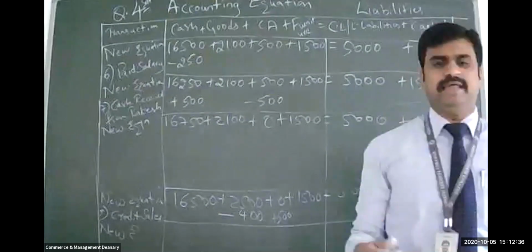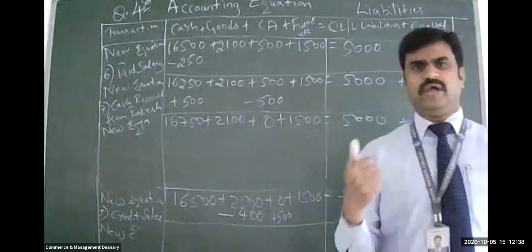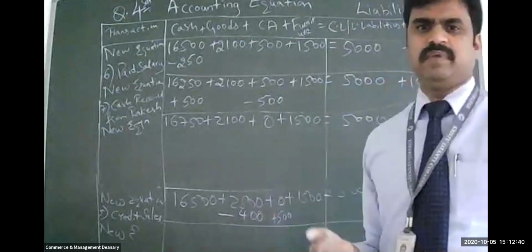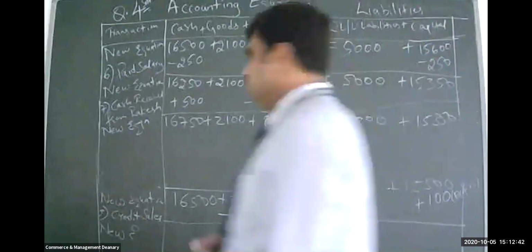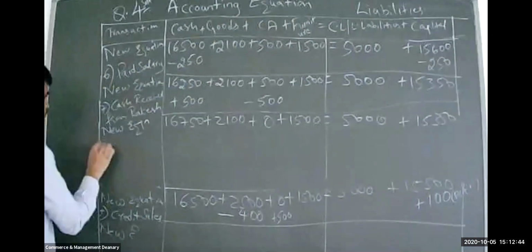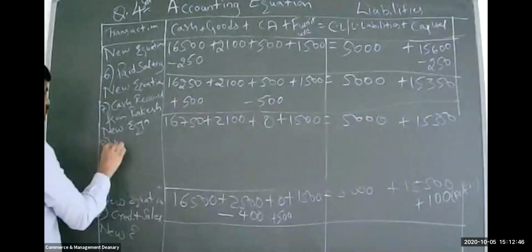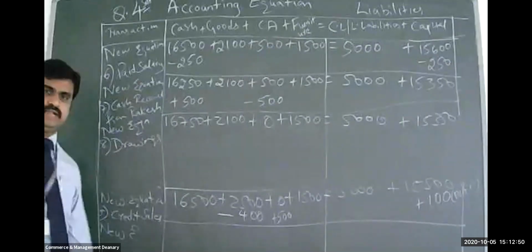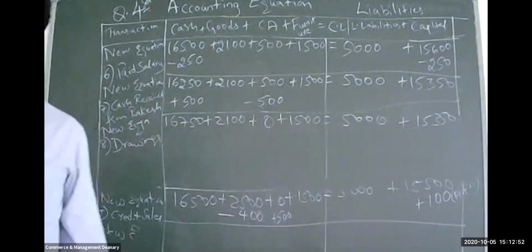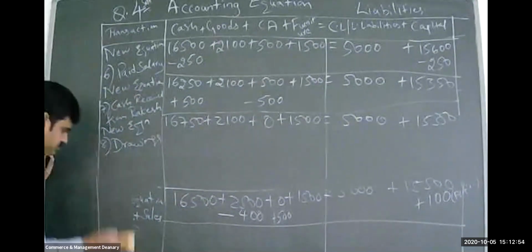Withdraw cash for private use, 1,200 rupees. Actually, it's drawings only. Is drawing for personal use or private use? Okay, write down. What do you write? Private drawings. Just write drawings. It's understood in accounting terms that it is for personal use.